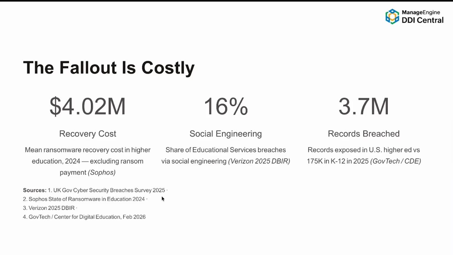Finally, when exposure happens, higher education tends to carry a heavier data footprint. One report cited 3.7 million records breached in US higher education versus 175K in US K-12 in 2025. So the story across these numbers is they get hit often, the damage spreads wide, and the recovery cost is real, which is why our focus today is practical: how DDI-led security controls help you reduce the blast radius early without disrupting uptime.